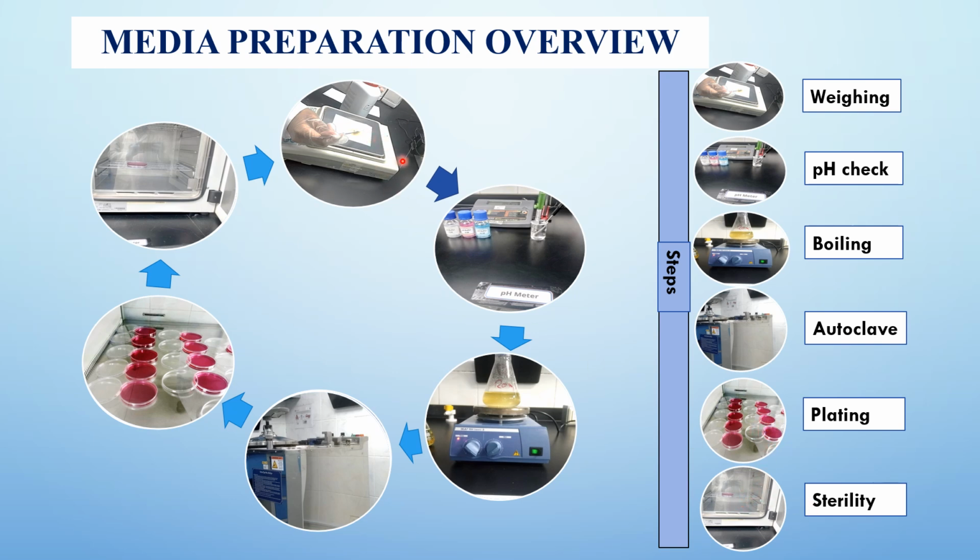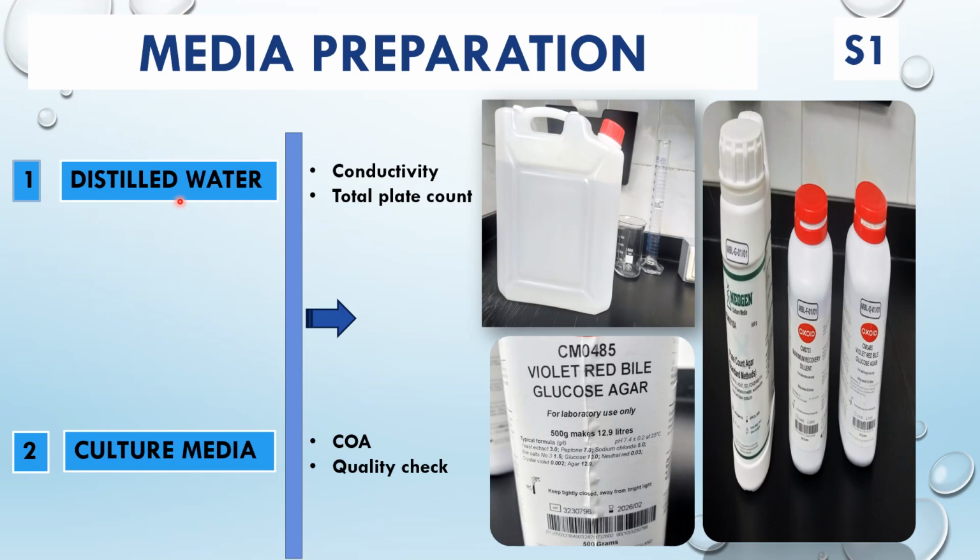In this way, step by step, we are doing weighing of media and pH check, boiling, autoclaving, and plating, and lastly we'll go for the sterility testing of the media, to see whether the prepared batch is sterile and whether we can use it or not.